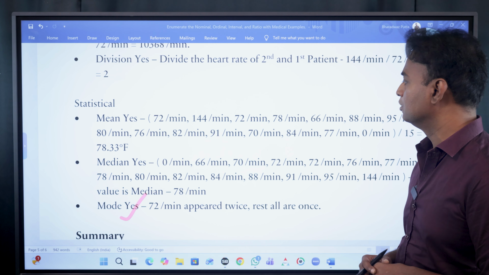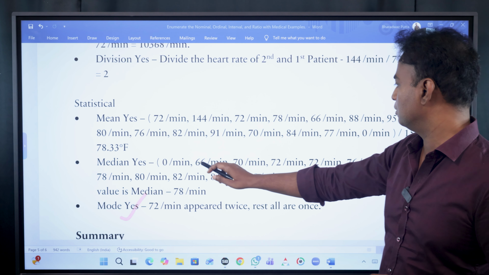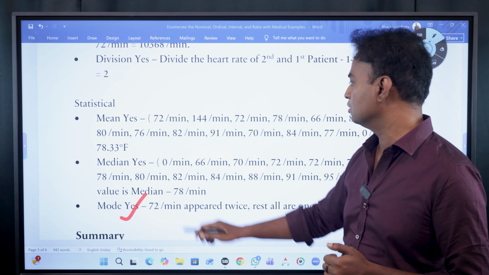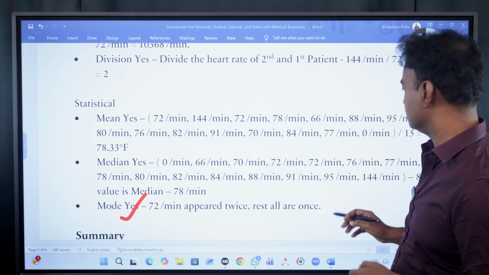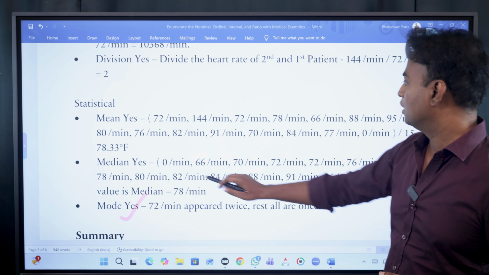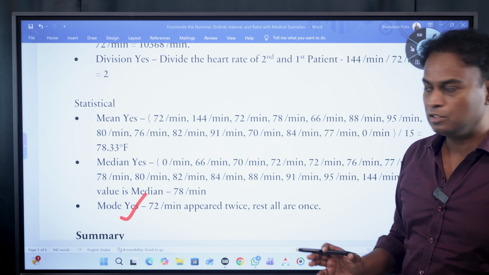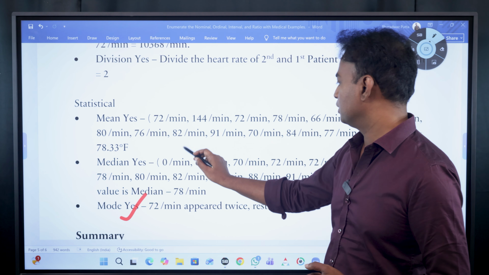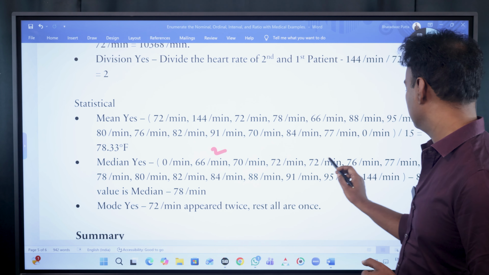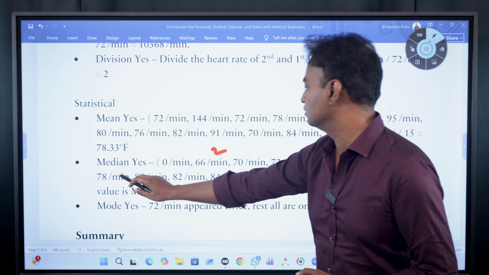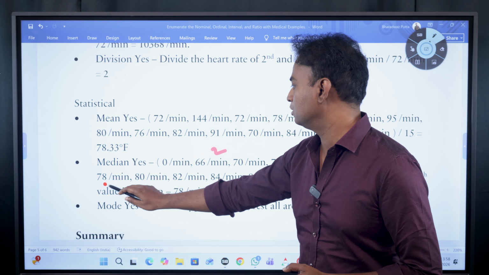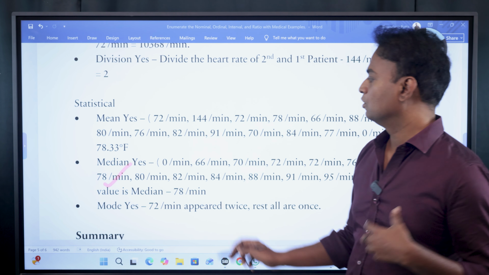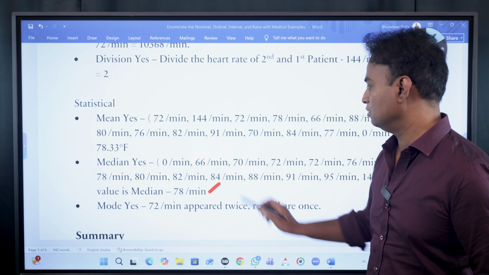And coming to the median, which is the middle value, keep the values in ascending order, starting from 0, and the highest heart rate is 144. Arrange them. The eighth value is the median. This is the first value, this is the second, third, fourth, fifth, sixth, seventh, eighth. 78 beats per minute is the value of the median. This is the median.